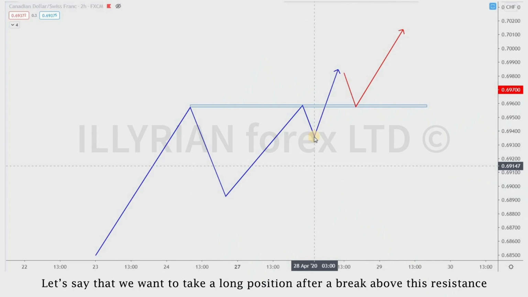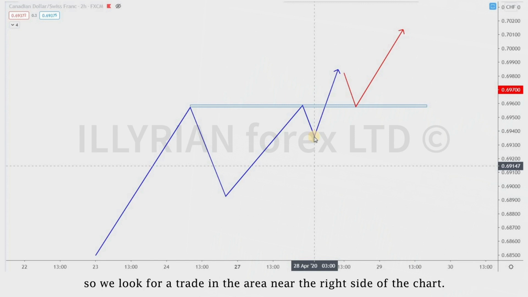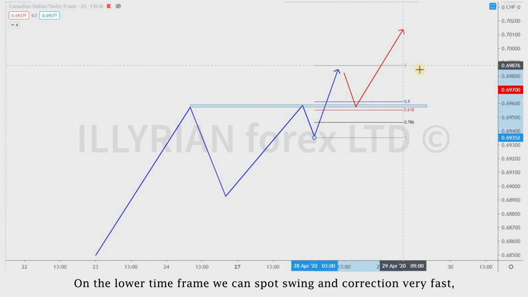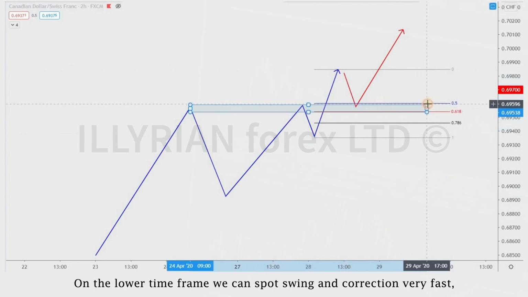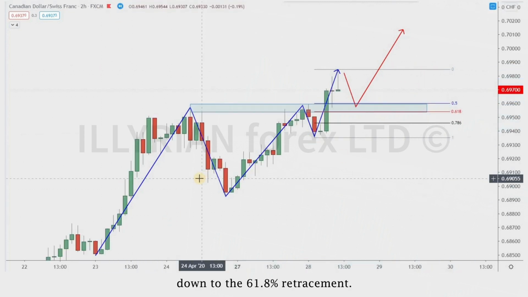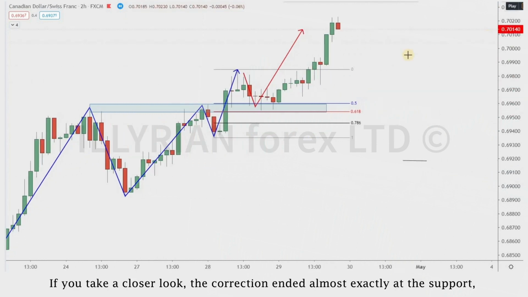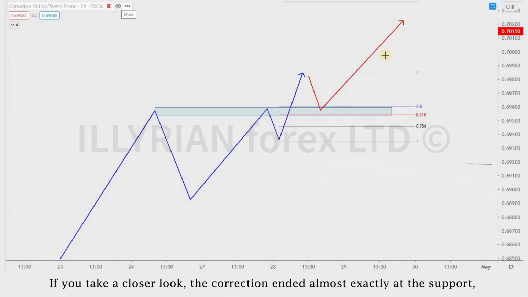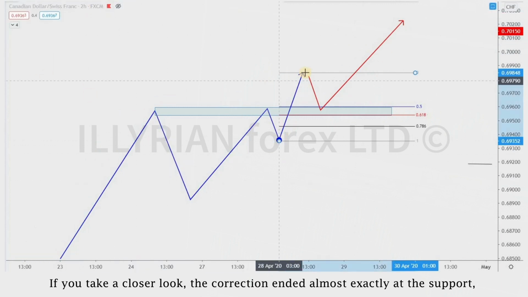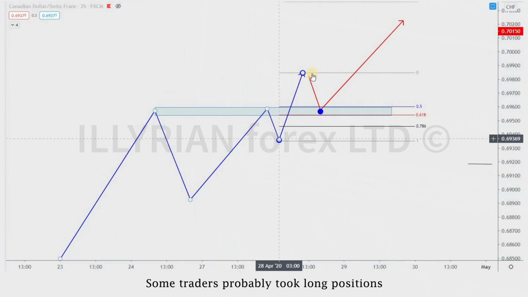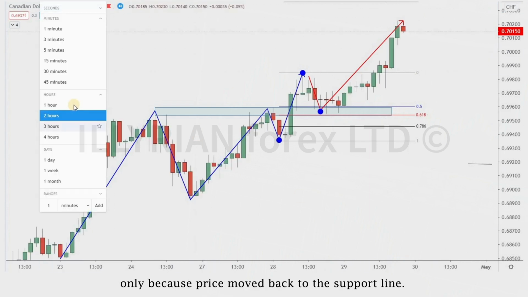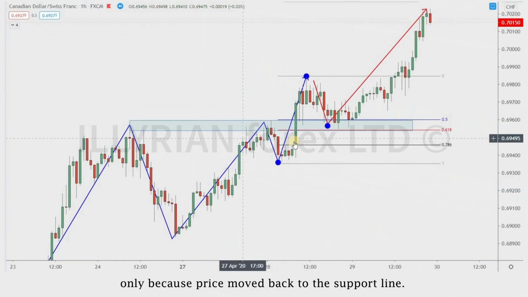Let's say that we want to take a long position after a break above this resistance, so we'll look for a trade in the area near the right side of the chart. On the lower time frame, we can spot swing and correction very fast, down to the 61.8% retracement. If you take a closer look, the correction ended almost exactly at the support.